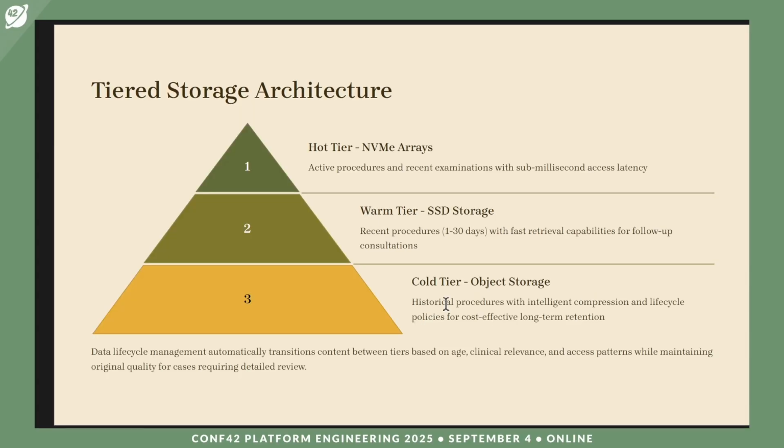Tiered storage architecture. The hot tier is NVMe arrays, for active recent examinations with sub-millisecond access latency. The warm tier is SSD storage, for recent procedures up to 30 days. The cold tier is for historical procedures, with adaptive or intelligent compression algorithms for cost effective long term retention.